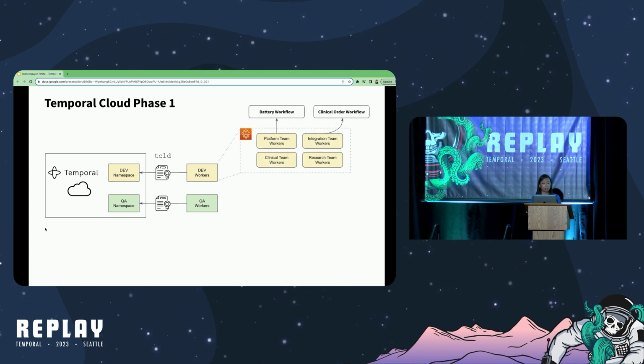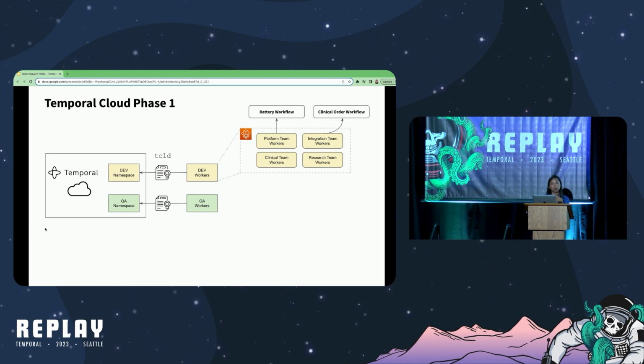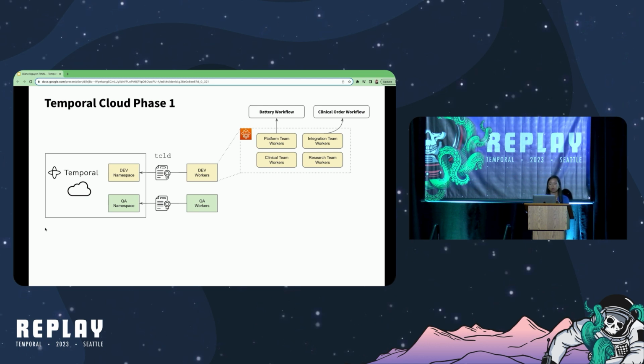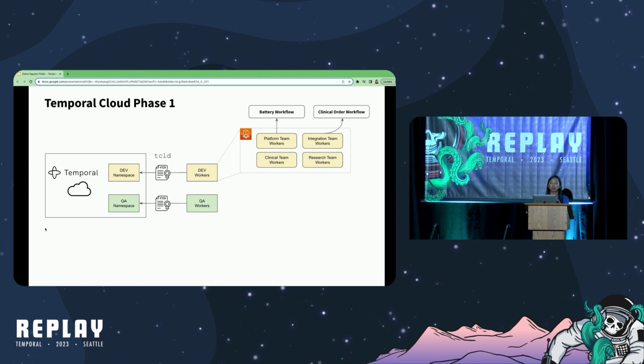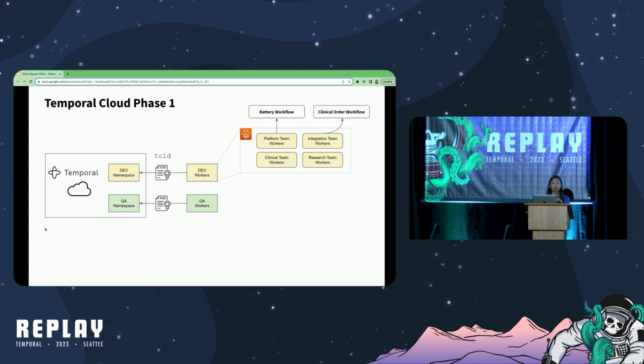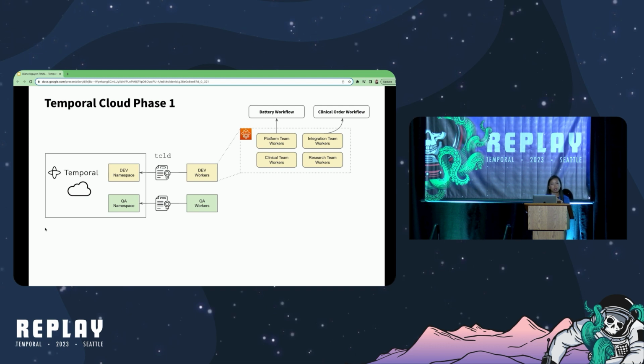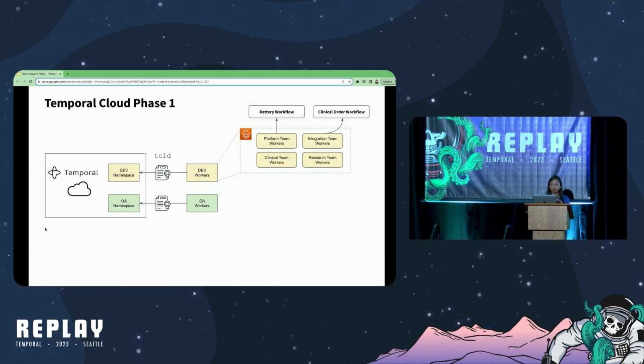The longer-term plan is to establish Temporal workers that are owned by teams, and we'll start implementing our V2 battery workflow and clinical order workflow first, which are owned by our platform engineering and integration engineering teams, respectively.